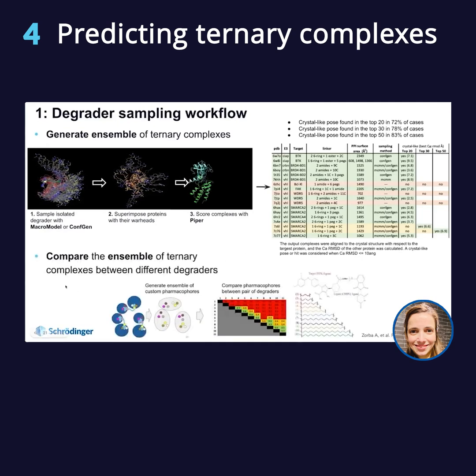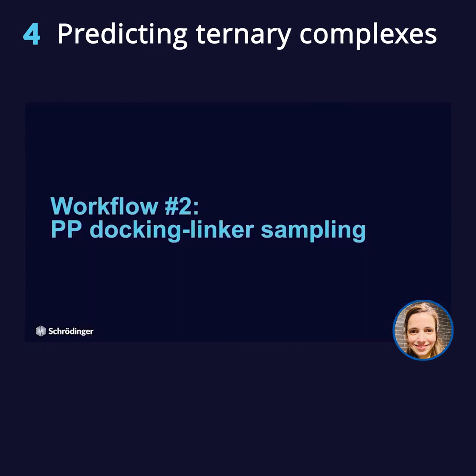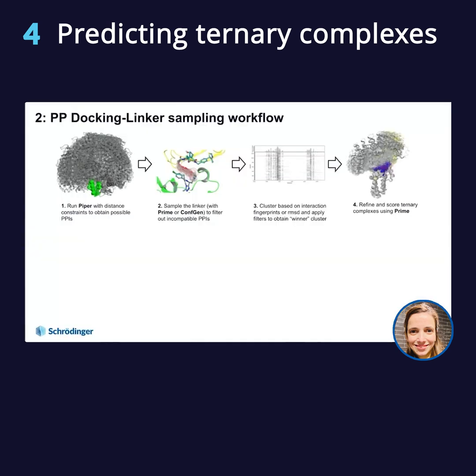What this workflow also allows you to do, once you have that ensemble of ternary complexes, is this: if you have a congeneric set of degraders that share the same or similar warheads but different linkers, you might want to compare the ensemble of ternary complexes between these congeneric degraders. And we do that by generating an ensemble of custom pharmacophores that depend on the relative orientation of these 2 warheads in the ensemble.